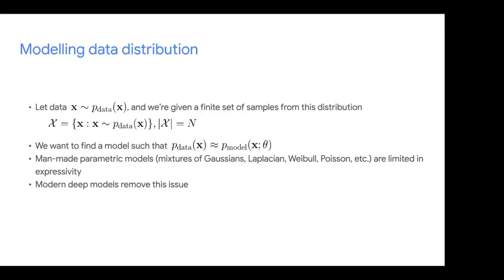I sometimes mean the audio samples, sometimes the PDF samples. But we have at least this set of samples, and they all belong to this P data, the probability density function. We want to find a model such that the PDF of the true data resembles the PDF of the model that we just devised, or are trying to fit. And that's also not new.